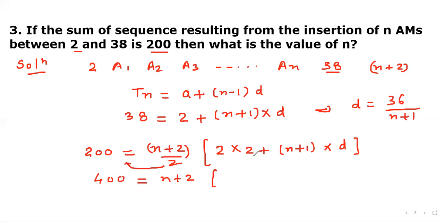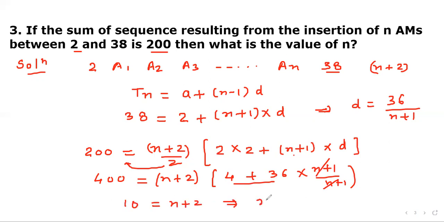And here, instead of putting the value of d, we can do one more thing, but it's okay. 4 plus (n plus 1) into d. So 36 times (n plus 1) divided by (n plus 1). So n plus 1 will cancel out. So we will get 40 inside the bracket. If we divide it, 400 divided by 40 will give 10. So 10 equals n plus 2, which gives n equals 8, which is our answer.